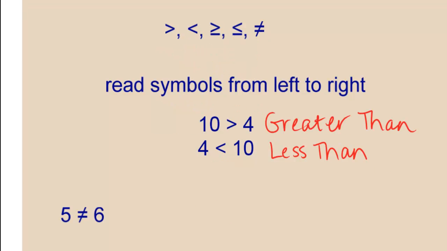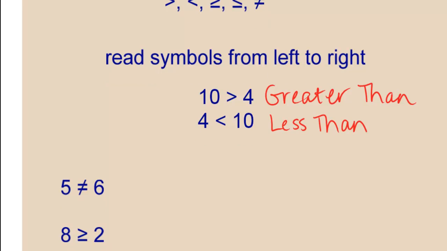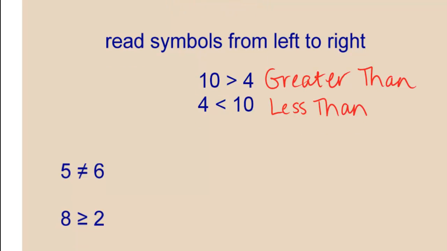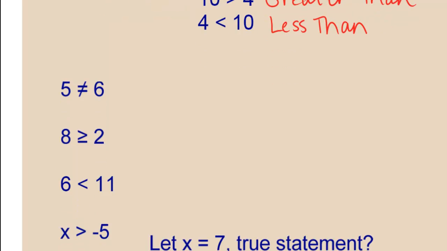Try reading each of these. How would you read the first one? 5 is not equal to 6. Good. Try reading the second one. 8 is greater than or equal to 2. Try the next one. 6 is less than 11. Try the next one. X is greater than negative 5.